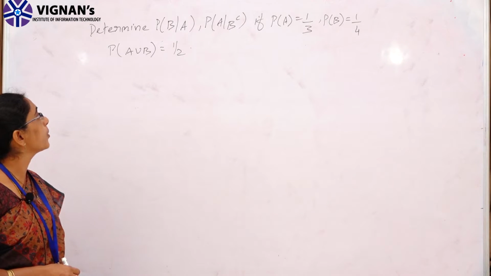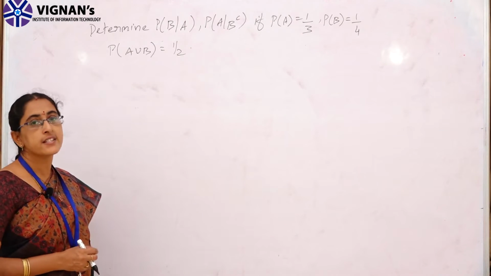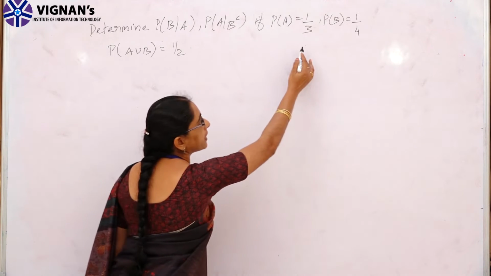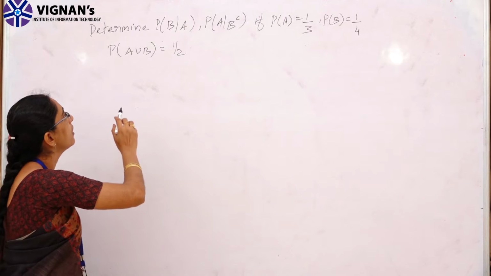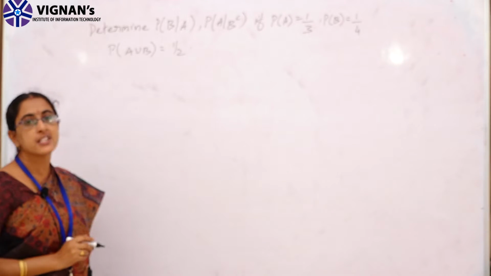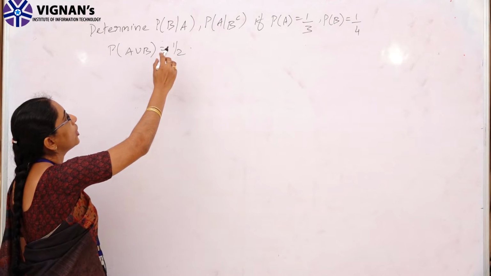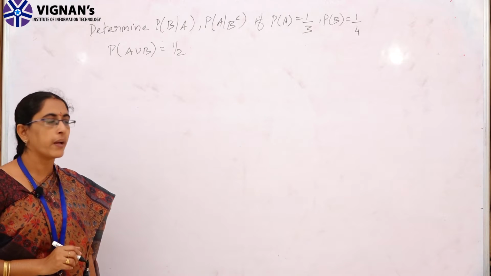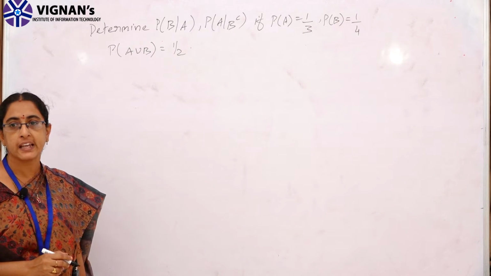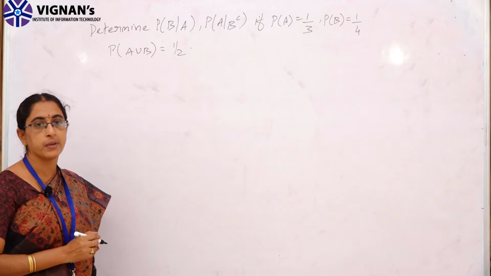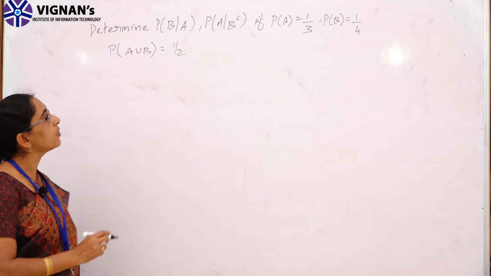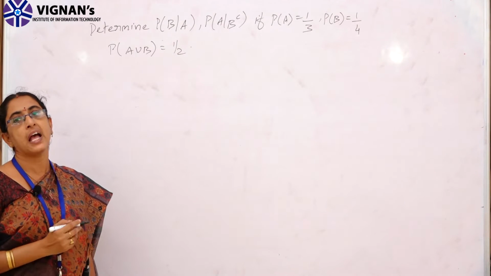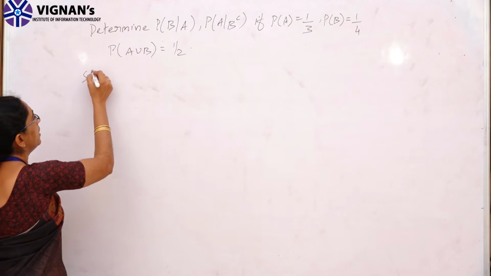Now coming to the second problem, here some data is given to you and we have to find the probabilities of that. So if probability of A is 1 by 3 and probability of B is 1 by 4 and probability of A union B is 1 by 2, then we have to determine the value of probability of B given A and probability of A given B complement. We know the formula of probability of B given A, that it is probability of A intersection B by probability of A. So here we have probability of A, probability of B and probability of A union B. So from that we have to find the probability of A intersection B.